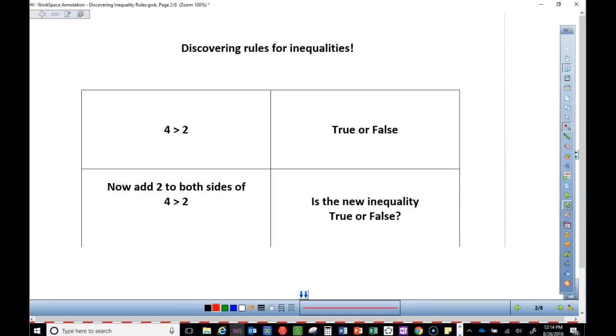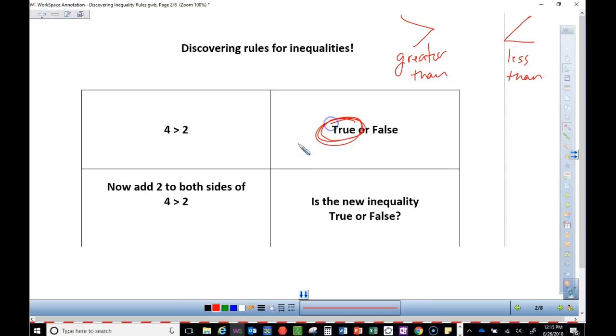So let's discover something here. This says 4 is greater than 2. So first of all, you want to make sure you know your symbols. This one says greater than, and this one says less than, so that when you're reading it with variables, you'll know what it says. So 4 is greater than 2. That is true.